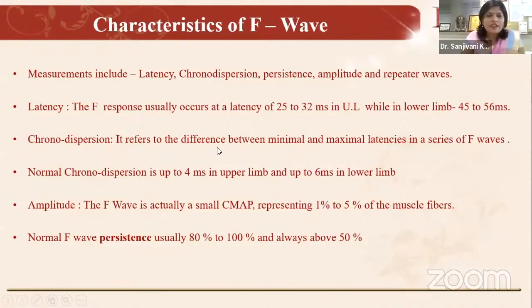Then chronodispersion refers to the difference between minimal and maximal latency. Okay. Please note this. When we see the software, up to 4 milliseconds in the upper limb will be normal and 6 milliseconds in the lower limb. Then amplitude: the F wave is actually small compared to the compound motor action potential, representing 1 to 5% of muscle fibers. Meaning the M wave we are also able to see, so the value of the F wave will be 1 to 5% of the CMAP. Then normal F wave persistence is usually 80 to 100% and always above 50%, meaning how many F waves we get. Okay, so here again I am going to the software.